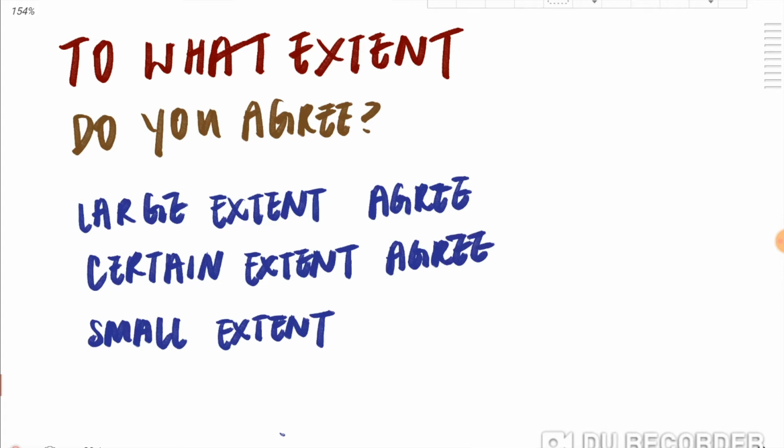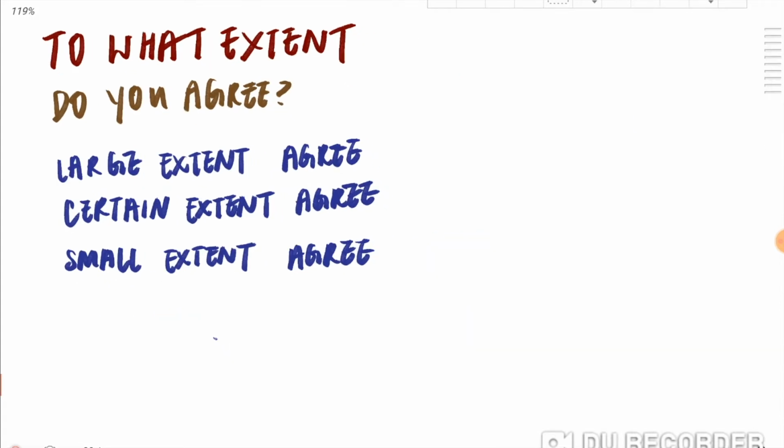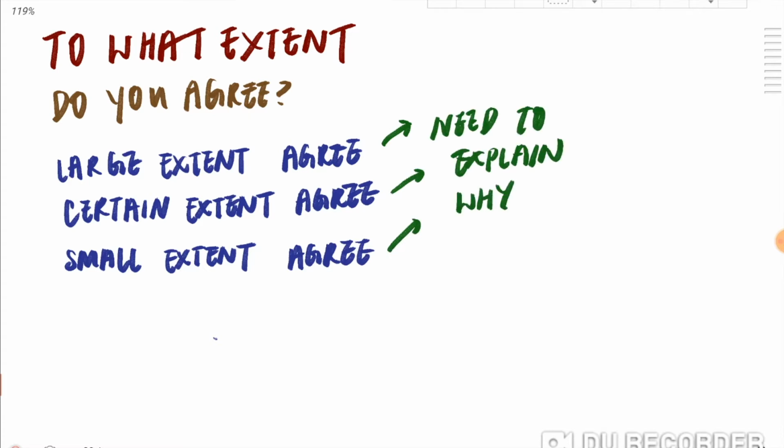For example, if you answer agree, then you will need to explain to the marker and the reader about why you chose to a large extent, certain extent, or small extent in your argument and counter argument, using the rebuttal section.